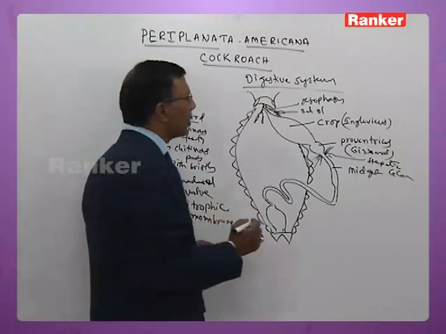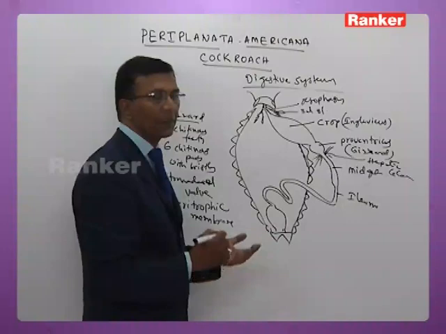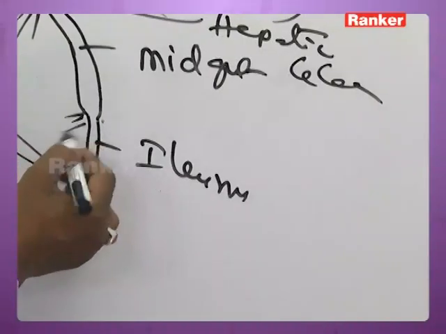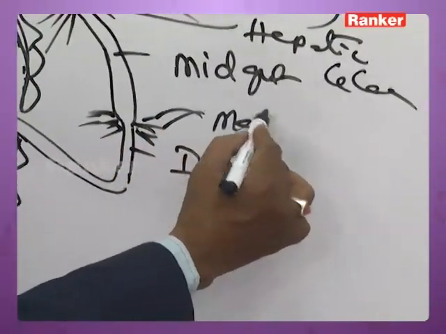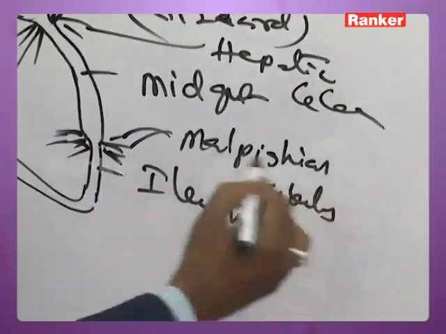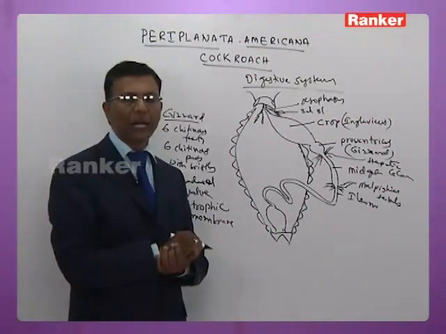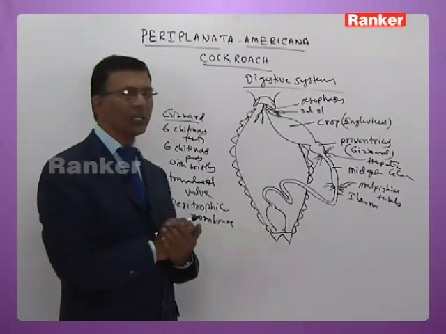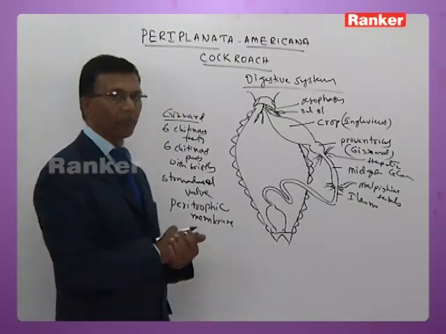Now, the midgut is followed by the ileum. This narrow, small, tube-like structure is called the ileum, which is a part of the hindgut. At the junction of the midgut and ileum, thin yellowish tubules called Malpighian tubules are present, arranged in 6 to 8 bundles, each bundle with 15 to 25 Malpighian tubules.